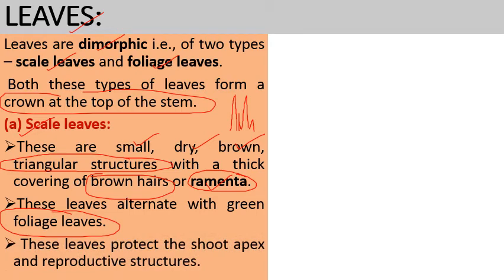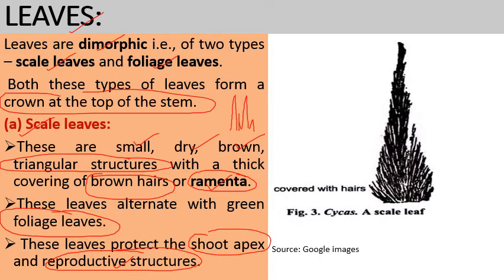These leaves protect the shoot apex and reproductive structures. So इनका जो function है, they help in protection of shoot apex, that is growing region, and the reproductive structures. So this is the diagram, and this is the triangular structure of scale leaves, and it bears a lot of brownish color hairs which are known as ramenta.